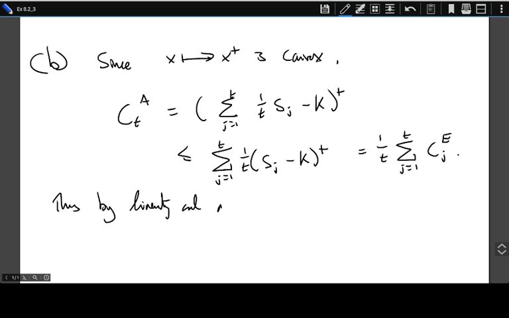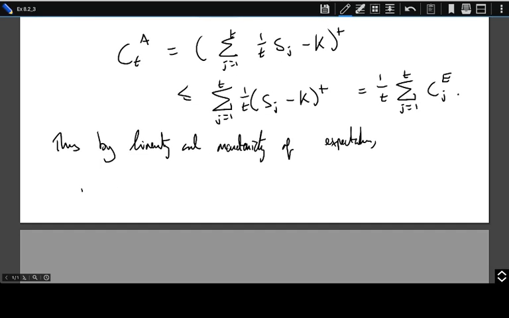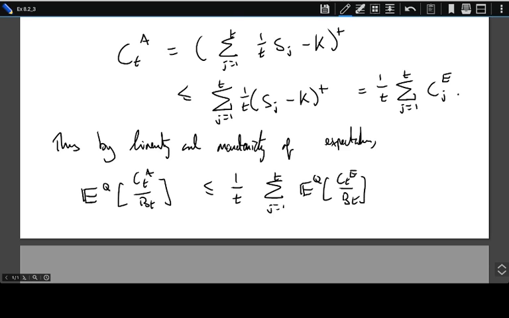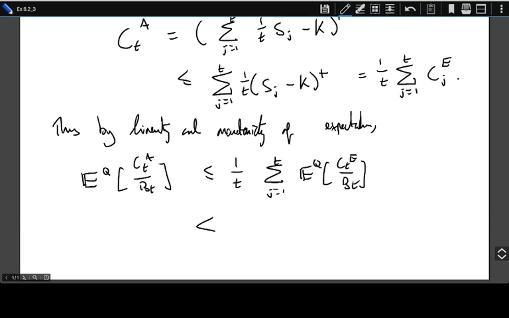Thus, by linearity and monotonicity of expectation, the expected value under Q of C_T^A discounted is less than or equal, this is just linearity, to the sum over those, that should be j, we're summing over those, and B is still T.